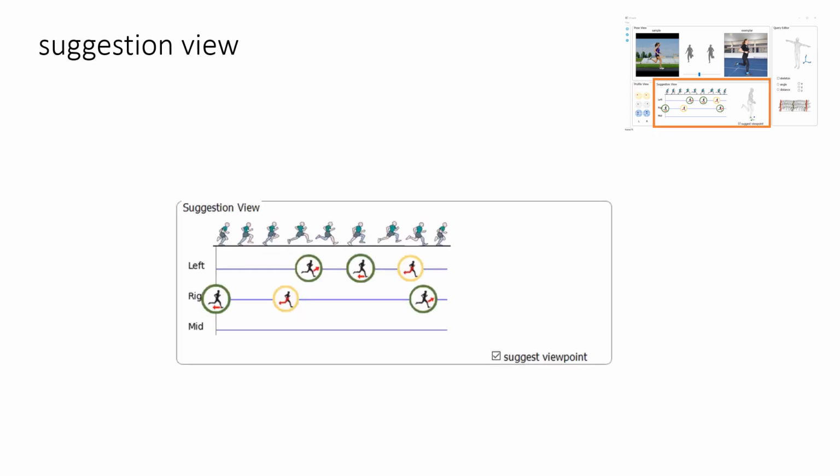The suggestion view contains a timeline of a full running cycle. Pose attributes that are different in the user video and the reference video will be shown on the timeline. The user can preview detailed suggestions of improvements by clicking on each attribute, and the differences will be visualized as 3D animations on a body model for intuition.